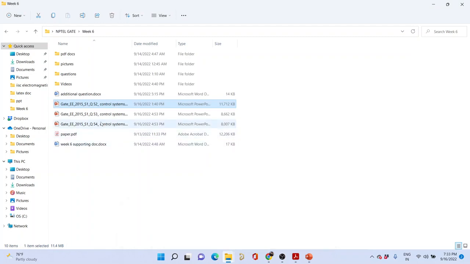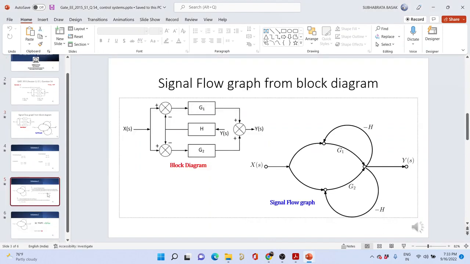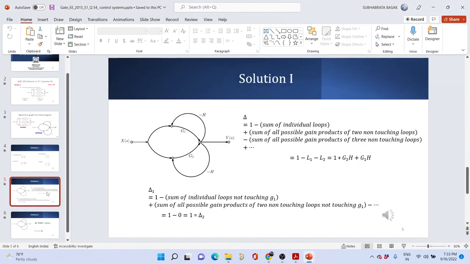It's better I open this. Just a minute. So we have delta 1, which becomes equal to delta 2, which is actually 1 minus the sum of individual loops not touching G1, but both the loops are touching at this point. So it is touching the forward path gain at this point as well as the loop at this point. So there are no non-touching loops, and delta 2 also becomes equal to 1.